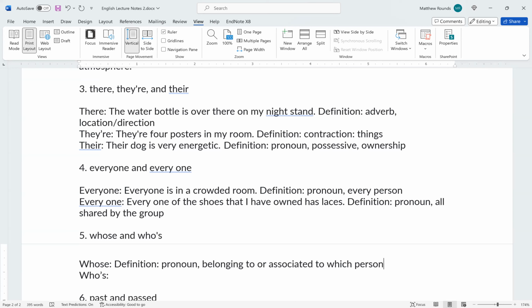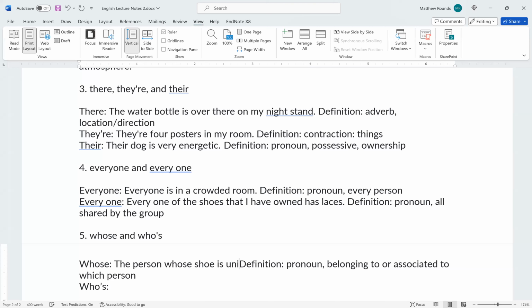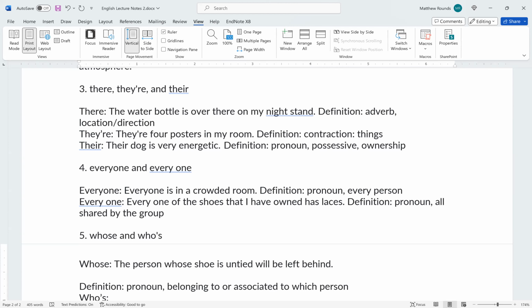Whose is, it's like, I'll give you an example, I guess. The person whose shoe is untied will be left behind. Okay, so the use of whose here is referring back to the person, but it's ownership of the shoe. Got it. So like, if you want to follow the structure, it's fine. You would say, and you can't use this, but like, the horse whose, let's say, what do you put on a horse? The horse whose saddle is too tight will be uncomfortable.